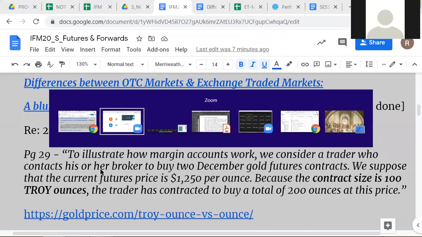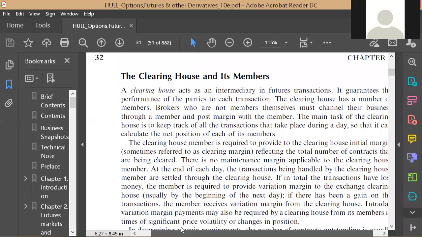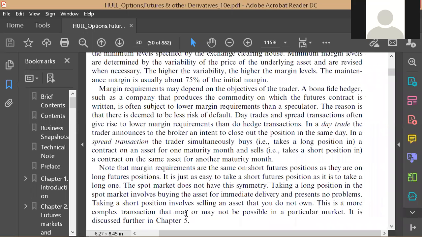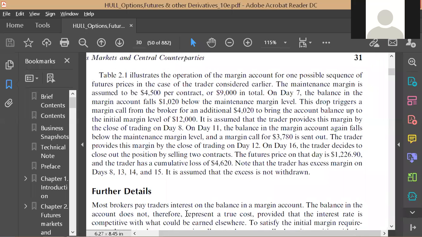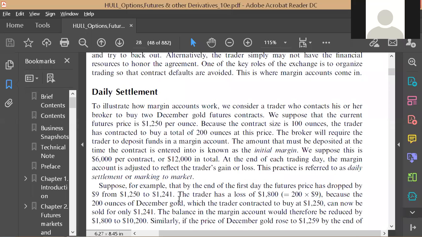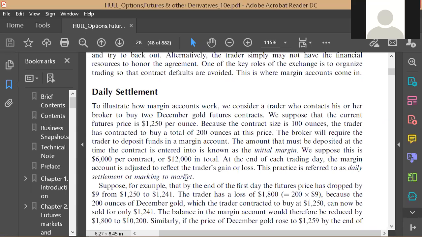Page 29, it should be. Yeah, so this is where we were. We discussed these points about troy ounces and all those little details, and actually the point that it's the daily P&L that is being settled, and not the futures contract itself, which will run till the expiry or until you close it out.